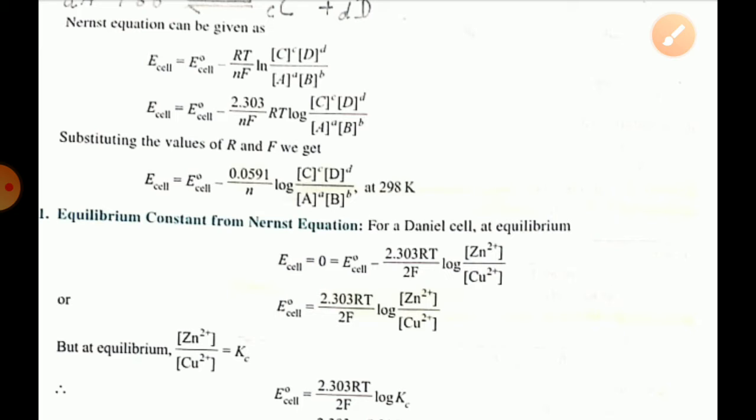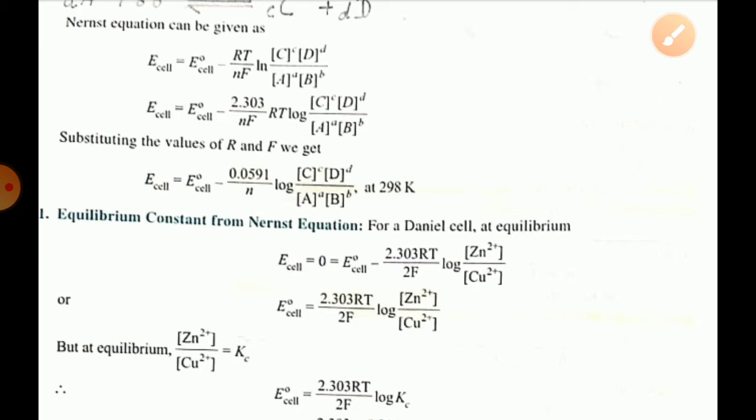For a Daniell cell, as you know, in the simplest Daniell cell, zinc works as the anode and copper works as the cathode. In that case, we may write the Nernst equation with E cell equal to 0. Here, cell potential equal to 0 means the reaction is at equilibrium. When the reaction is at equilibrium, the cell potential is 0 because the reduction potential is equal to the oxidation potential.